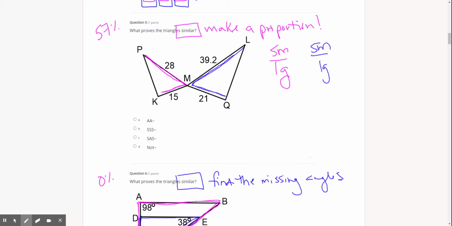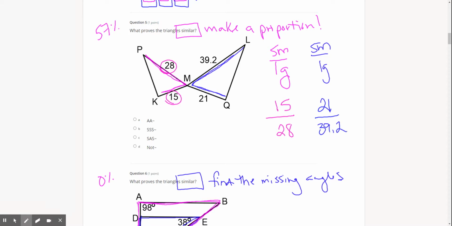Anytime you see the word proportion, or anytime you see the word similar, you should think proportion. Think about one triangle being one color and the other triangle being the other color. I always do small over large. It just makes it so I don't have to make any decisions. So all I have to do is in the pink triangle, find the small side and find the large side, put them into a fraction. And then I go over to my other triangle, which I imagine in my head is blue if I can't write on my screen, 21 divided by 39.2.